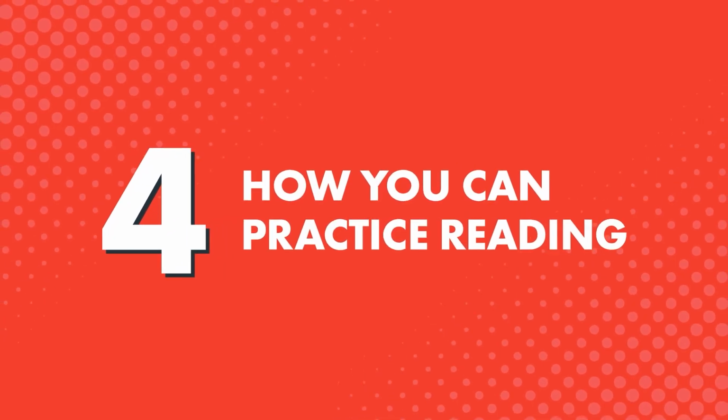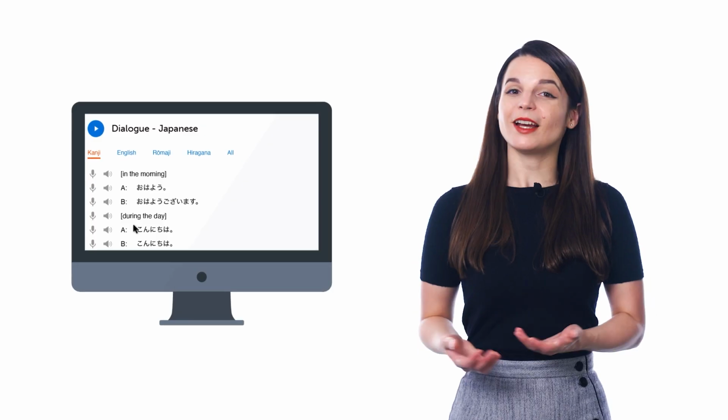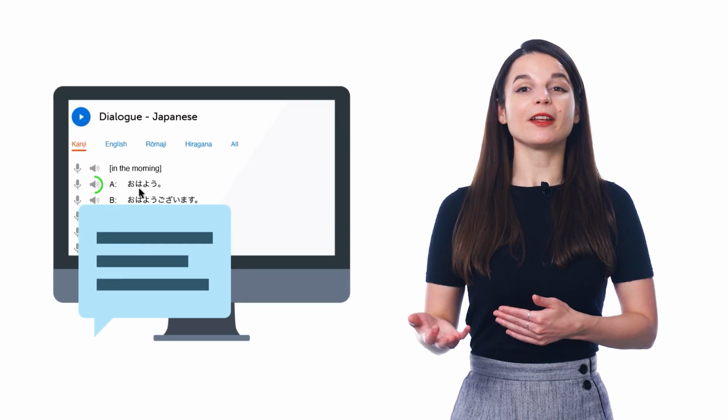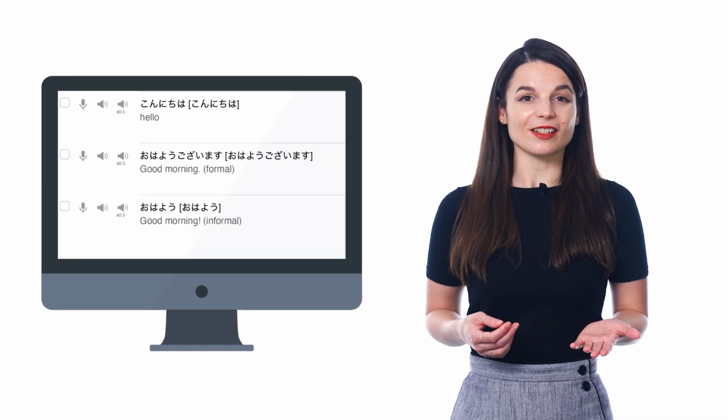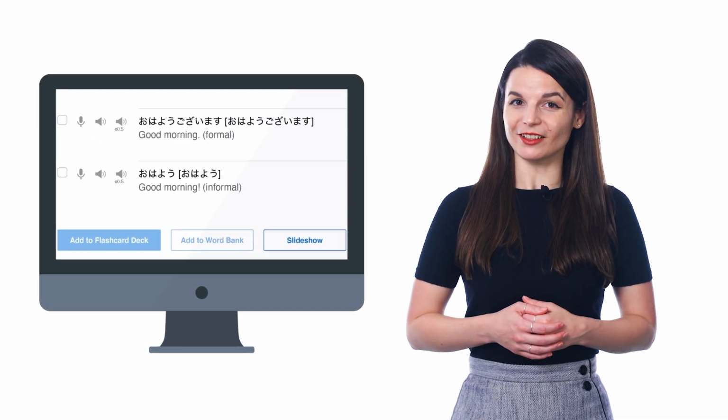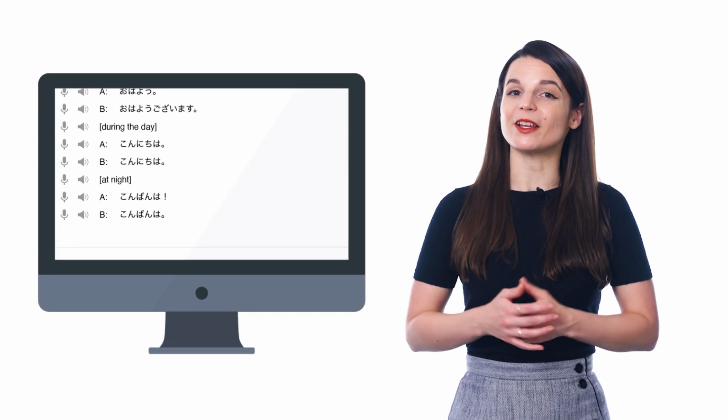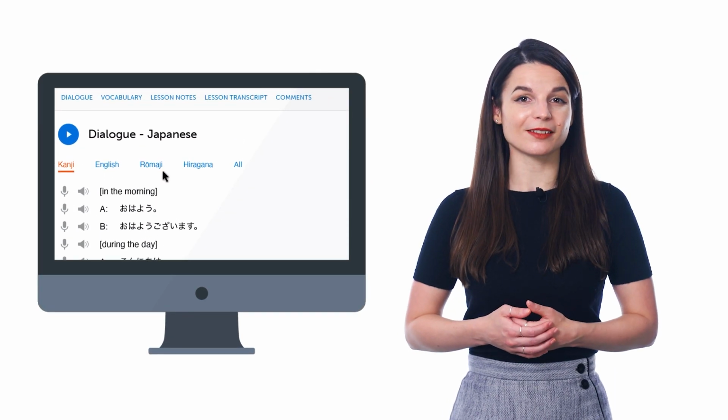Four. Here's how you can practice reading. As you listen to the conversation, read along line by line. And if you don't know a word, click on the translations. They're right there in the line-by-line dialogue. You can even read with the Romanized script to help you sound out the words.